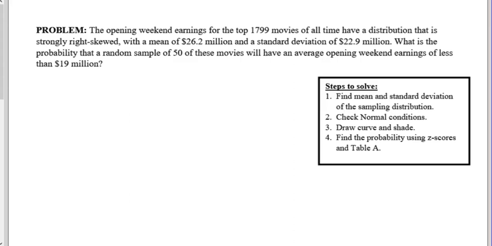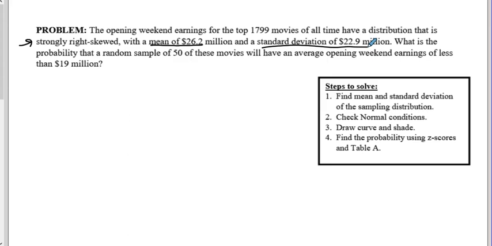So, problem. Opening weekend for the top 1,799 movies of all time have a distribution that's strongly right skewed. So right there, this tells us that it's not normal. The population's not normal. So that's not given to us, which means we're going to have to check for at least 30 in our sample. So it has a mean of 26.2. That's an important piece of information. Standard deviation of 22.9. So we have to note these things as we go through.